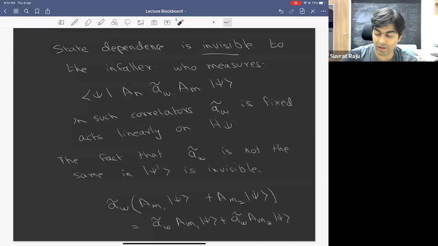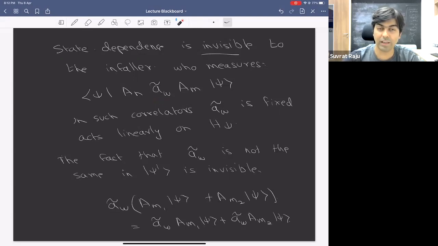The point is that here is what the infalling observer measures. Now you have to tell me what A omega tilde is. If you use the state dependent prescription, then by construction, you're measuring a state dependent operator on the boundary, which you could do. You could say, in one state psi, I'll measure one operator, and in the other state I'll measure another operator. But if you ask how you know that the infalling observer measures this A omega tilde and not some other operator, that's not something that we have a very good answer to.